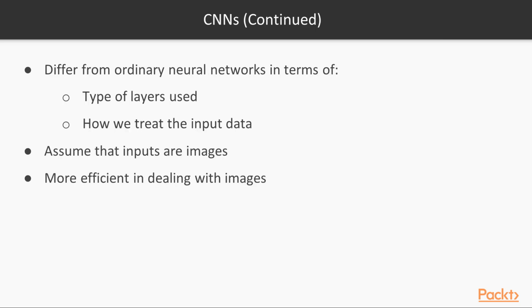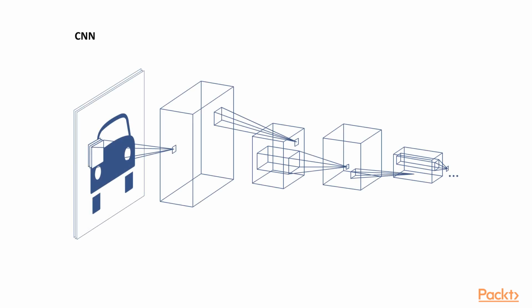The difference between ordinary neural networks and CNNs is in the type of layers we use and how we treat the input data. CNNs assume that the inputs are images, which allows them to extract properties specific to images. This makes CNNs way more efficient in dealing with images. Let's see how CNNs are built. CNNs explicitly consider the structure of images when processing the data. The neurons in CNNs are arranged in 3 dimensions: width, height, and depth.